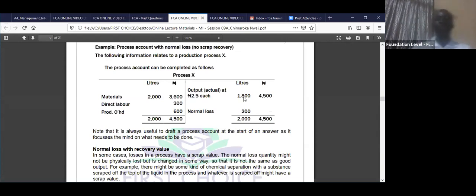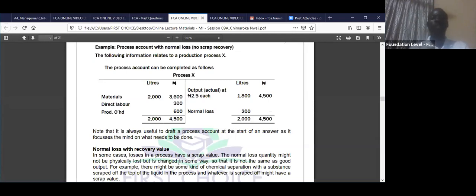We said it is good to always draft a process costing account at the start of an answer, so that it will help you to focus your mind on what needs to be done. So that's it. We've talked about normal loss with no scrap or recovery value. When we say no recovery value, it means there's nothing here. The whole total input cost is borne by the good output. And the liters put in are being shared between output and normal loss.